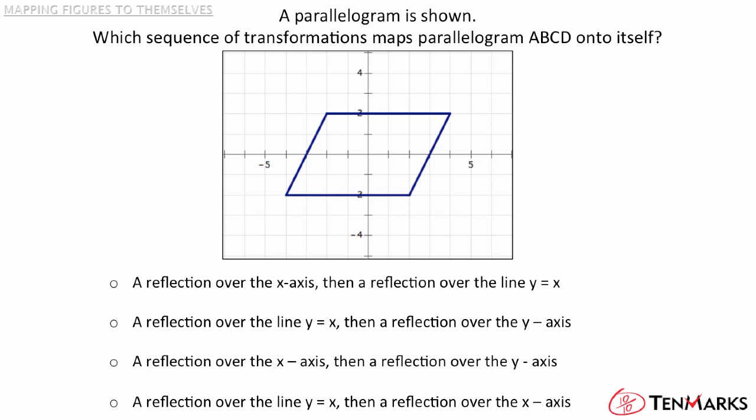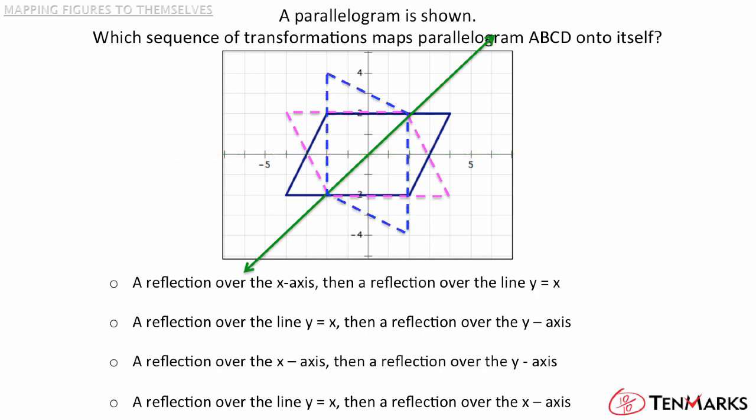A parallelogram is shown. Which sequence of transformations maps parallelogram ABCD onto itself? Try the first one. A reflection over the x-axis would transform the image like this, followed by a reflection over the line y equals x, which would transform the image like this. Notice this combination of transformations does not map the parallelogram onto itself. How about the next one?